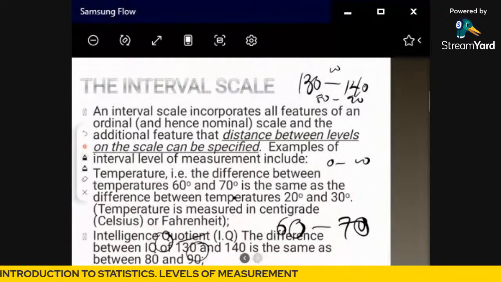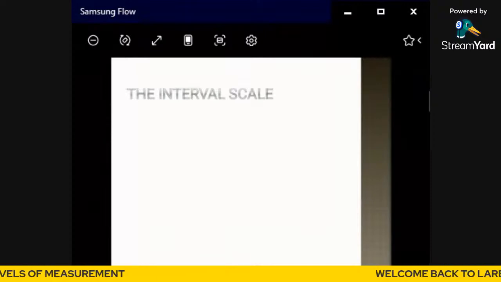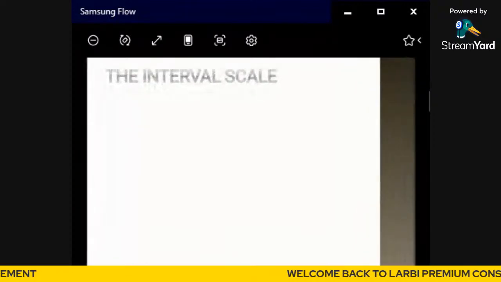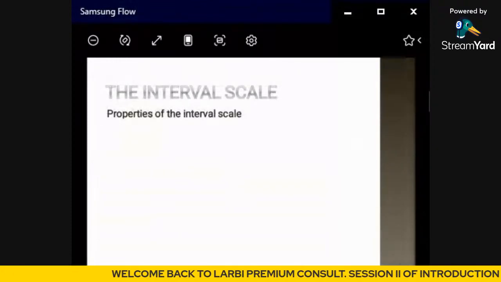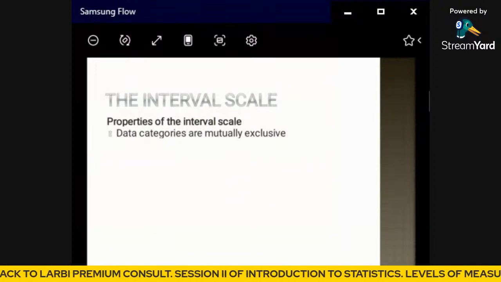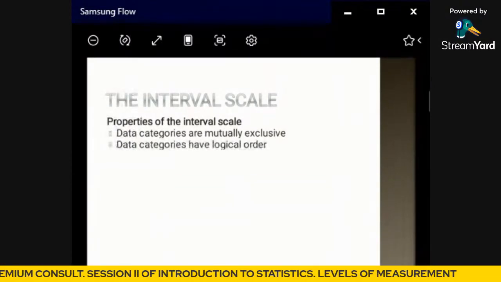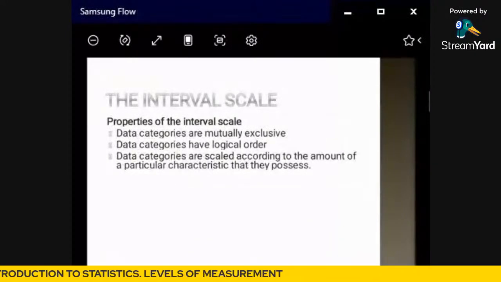So that becomes a limitation, and that is what the next scale we want to discuss solves. Is that okay? So when it comes to the interval scale, we have other examples that we can talk about. As I've said, the properties always remain the same. Data categories are mutually exclusive. Then data categories have a logical order. Data categories are scaled according to the amount of particular characteristics they possess.